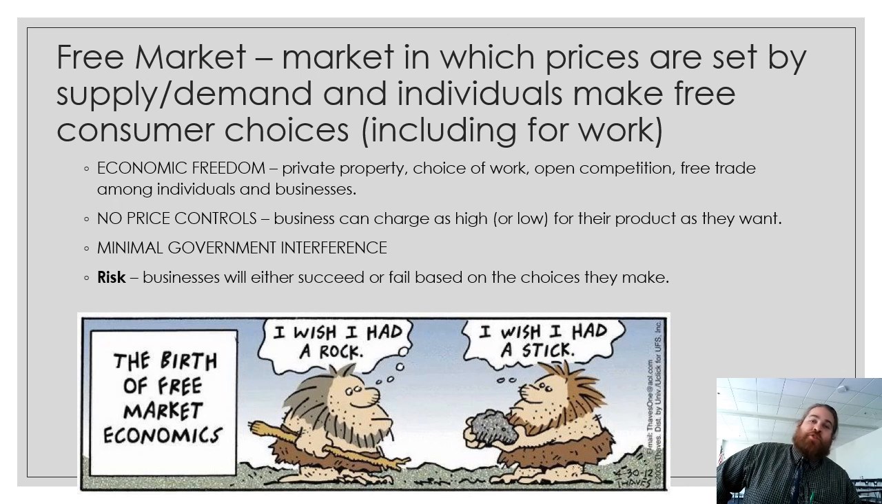Another big thing is no price controls. The government does not actually set the price of any product, and so if I wanted to charge $1,000 for a cookie, there really would be nobody that could stop me. And so minimal government interference, not a lot of rules, not a lot of government ownership is going to be big in this system. But just because you're in capitalism doesn't mean that you're going to get rich. There's always risk. In a free market, businesses will succeed or fail on their own based upon the choices that they make. And so the idea of the free market is that we all organically choose to create, buy, and sell the products that we have.